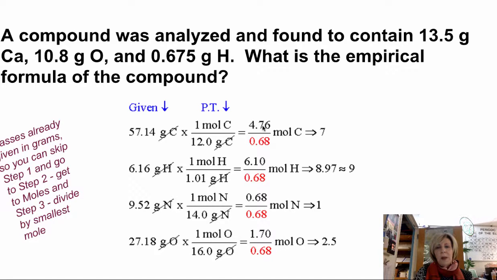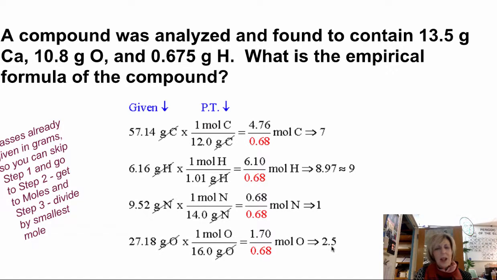So I get so many moles of carbon, so many moles of hydrogen, so many moles of nitrogen, and so many moles of oxygen. And I can see that 0.68 is the smallest number of moles for this problem. So everybody gets divided by 0.68, and I get 7 moles of carbon, 8.97, so that's close enough. I can round that to 9 moles of hydrogen, 1 mole of nitrogen, and drats, 2.5 moles of oxygen.